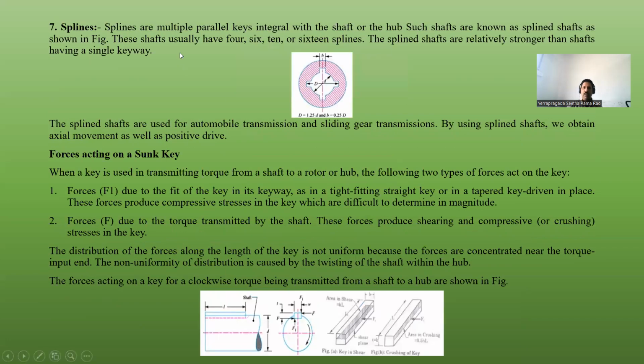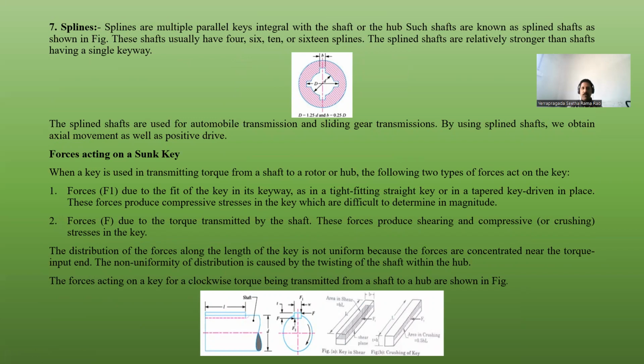And splines, these are multiple parallel keys which are integral with the shaft itself. Generally the shafts have 4, 6, 10, or 12 splines. These spline shafts have relatively larger strength than shafts which have a single key.